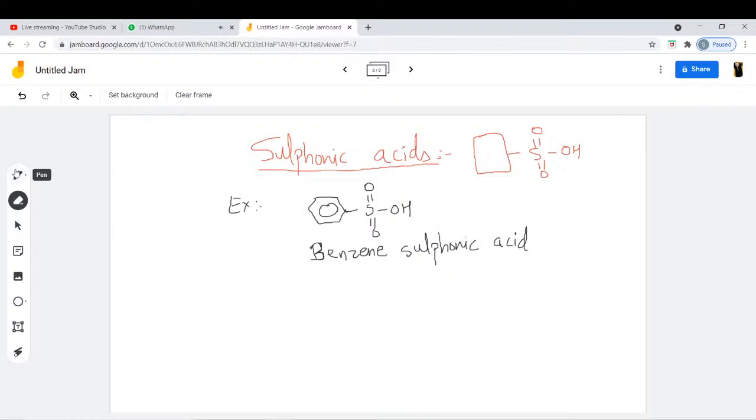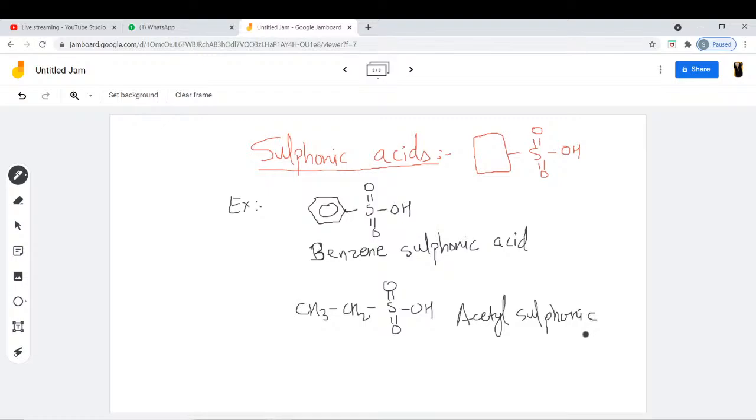If you use two carbon, acetyl sulfonic acid. Another example: CH3 CH2 S double bond O double bond O OH. Not much more famous. It is nothing but acetyl sulfonic acid.